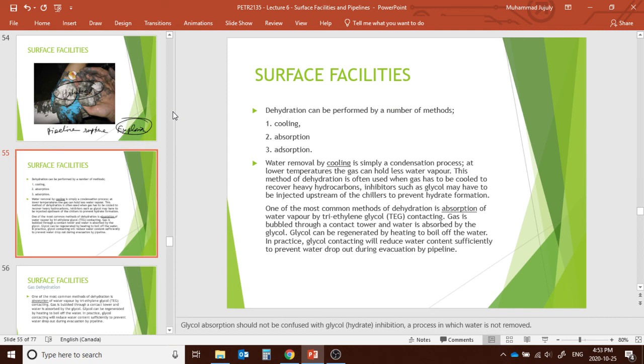Hydrate formation can be prevented by a number of methods: cooling, absorption, adsorption. We can do dehydration to remove the water, and sometimes we can also mix some kind of chemicals to remove the gas hydrates.